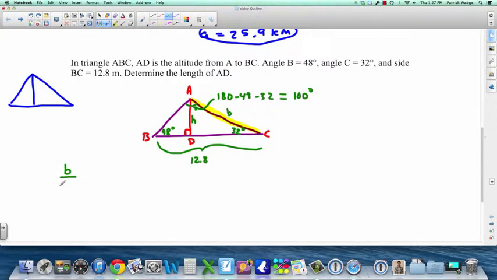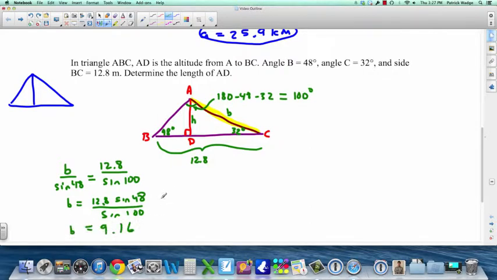So it'd be B over sine B, which is 48 degrees, equals this side length, A, which is 12.8, over sine of A, which is sine 100. And then I cross multiply. So B equals 12.8 times sine 48, and then divide that by sine 100. And if you do that, you're going to get that B is equal to 9.16. Okay, great. So this over here is 9.16, this highlighted bit.